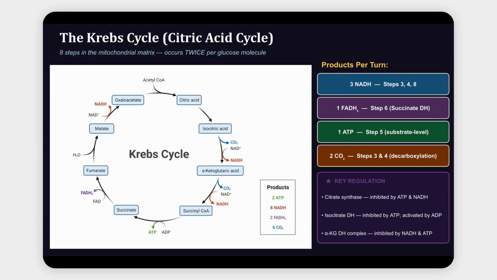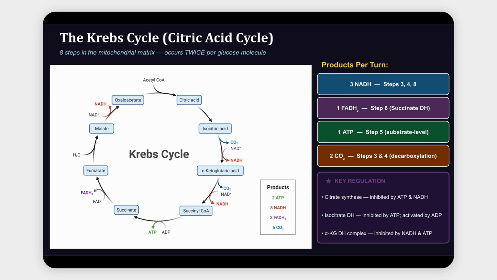In the eighth step, malate dehydrogenase oxidizes malate back to oxaloacetate, reducing NAD plus to the third NADH of the cycle. Oxaloacetate is regenerated, ready to condense with the next acetyl-CoA and begin another turn.